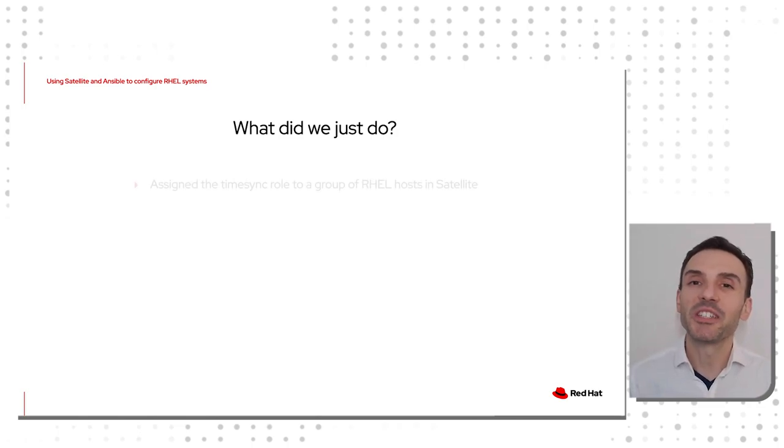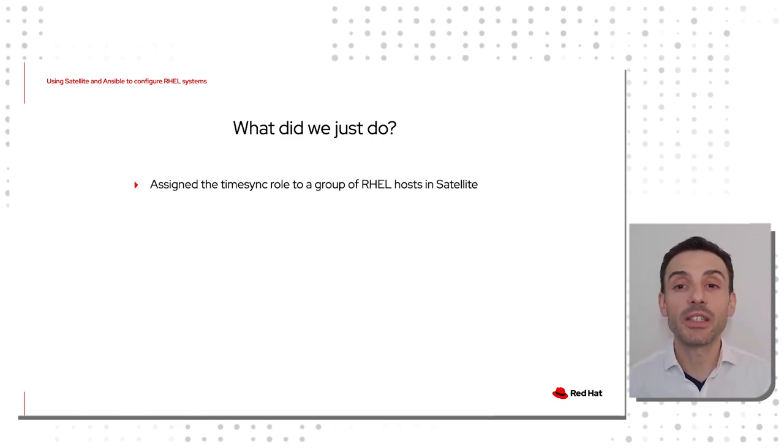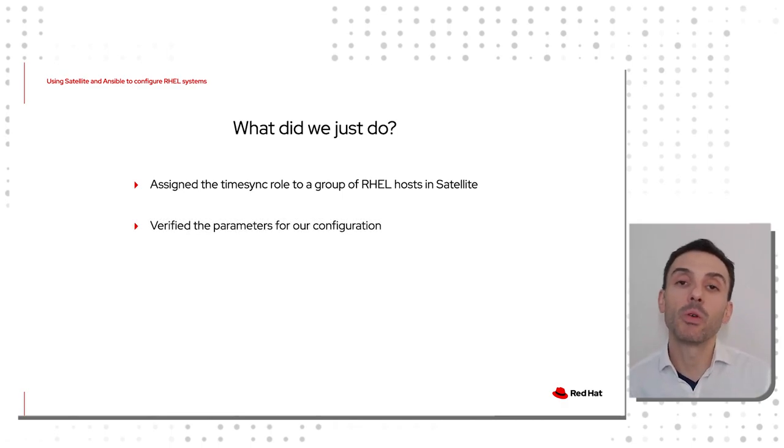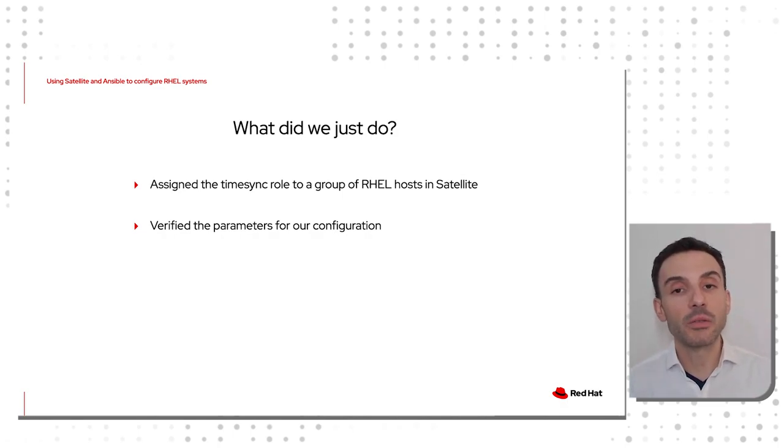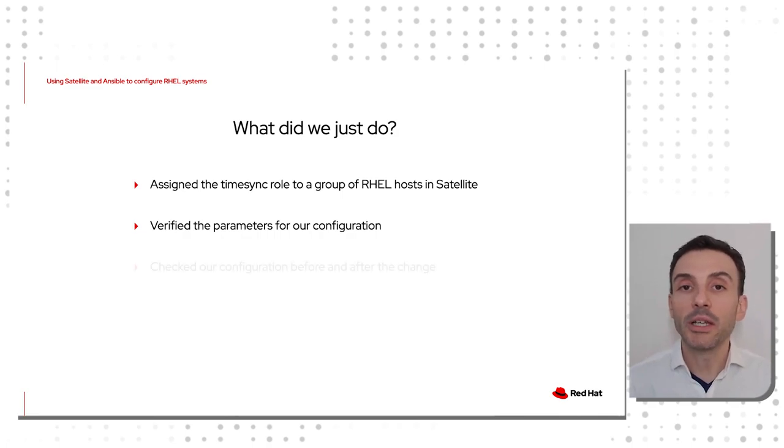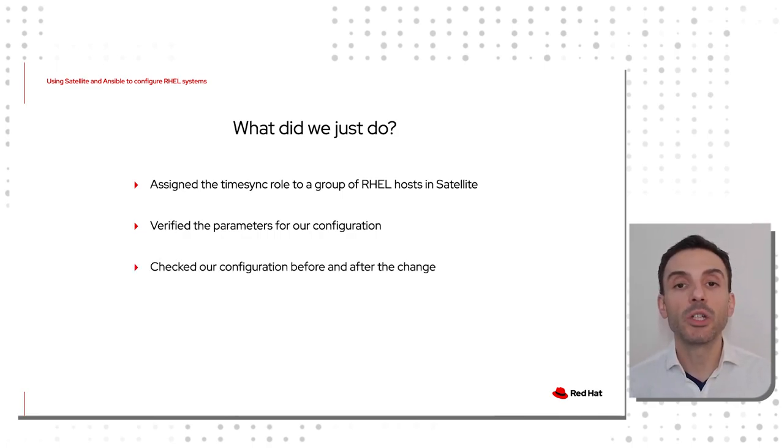In this short demo, we assigned the TimeSync role to a group of hosts in Satellite. We checked the parameters that we were going to apply as part of that configuration, namely the NTP servers, and then we ran the role with that configuration against our systems. Once it was completed, we then verified that the change took place to ensure that all of the systems had the correct NTP server configuration as per our role. So in summary, this is how you run Red Hat Enterprise Linux system roles directly from Red Hat Satellite in order to ensure that your systems are configured consistently, regardless of which version of Red Hat Enterprise Linux they're running.